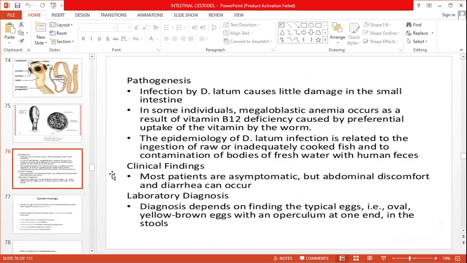Pathogenesis. Infection by D. latum causes little damage in the intestine. In some individuals, megaloblastic anemia occurs as a result of B12 deficiency caused by the preferential uptake of the B vitamins by the worms.